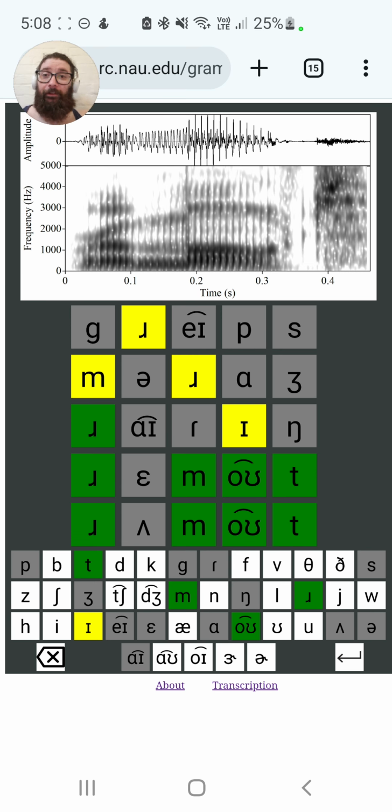But there we go. That's a little insight into phonetics and how tricky it can be to look at a spectrograph and try and figure out what's being said from it.